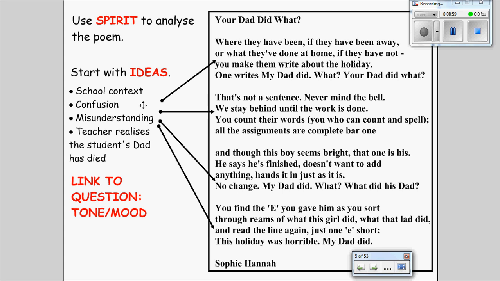There's some confusion and misunderstanding between the teacher and the student, and it's not until the end stanza that the teacher realises that actually the student's dad has died, and it's that missing E that eventually gets them to realise that. Now, in your essay, you would start off talking about the ideas in the poem, and then you would move on to whatever part of Spirit you think is most appropriate.